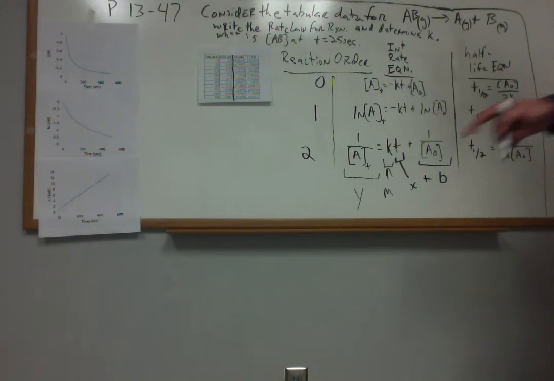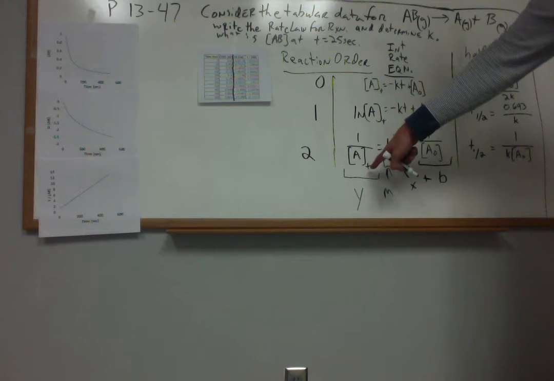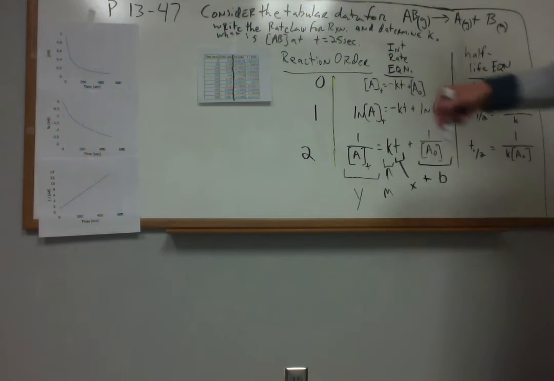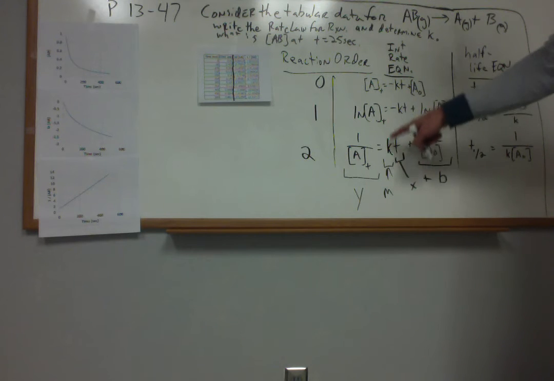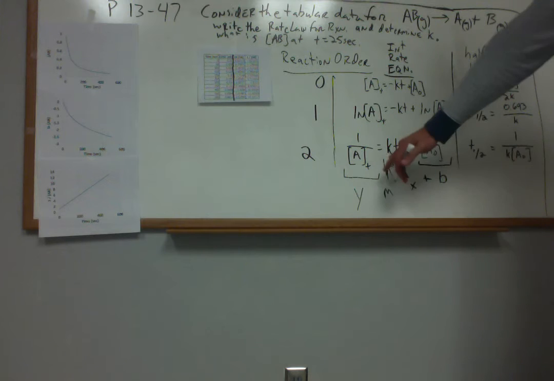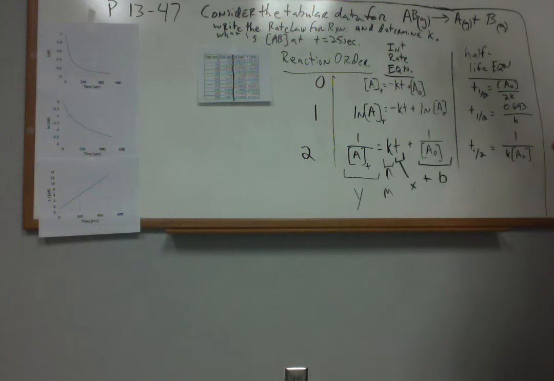But the thing is that what makes up our y variable must change. And also, the slope, sometimes it's negative 1 times k, the reaction rate constant, and other times it's just equal to k. Okay?